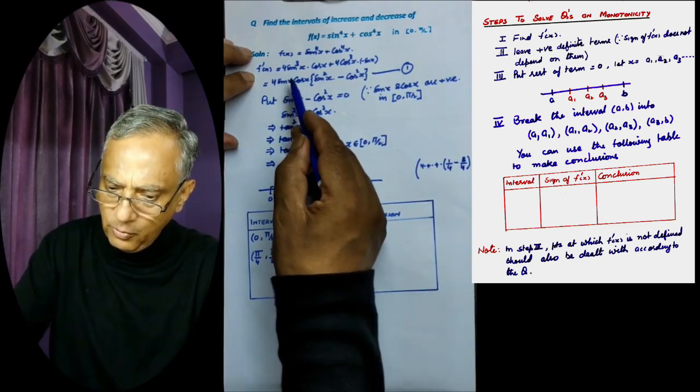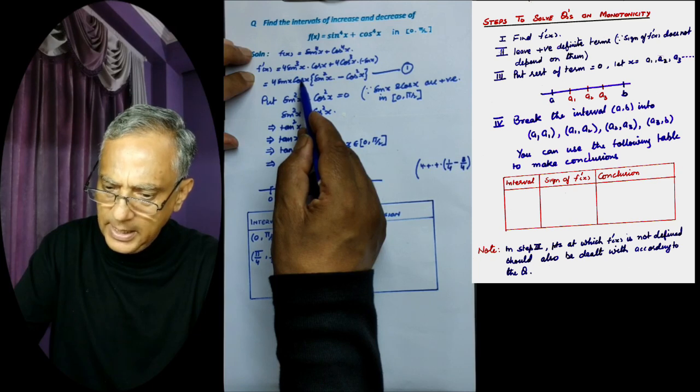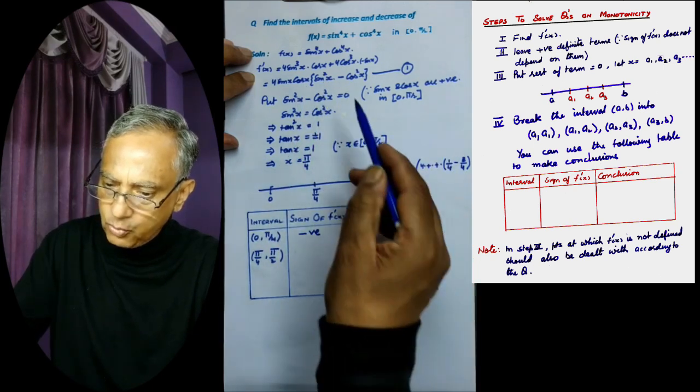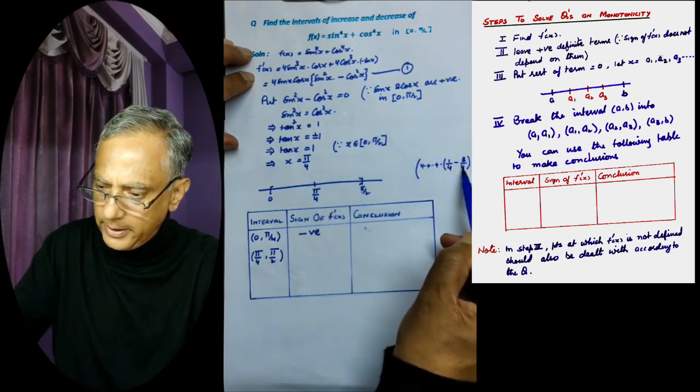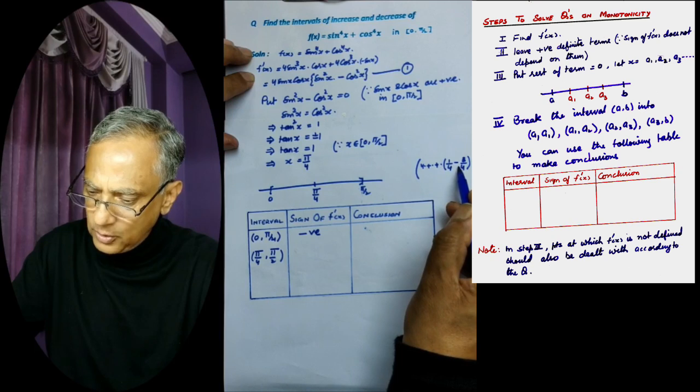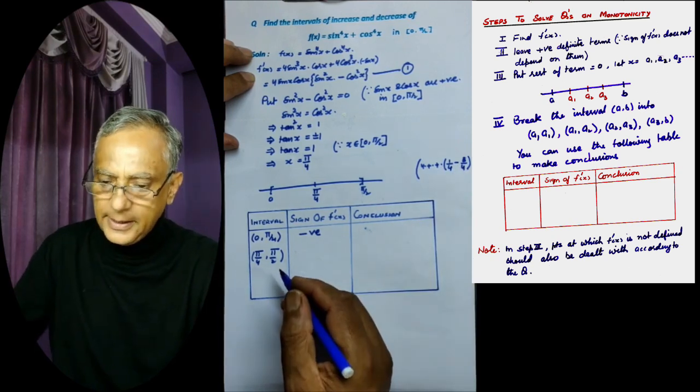So f dash x is negative in this interval. This is positive in the first quadrant, this is positive in the first quadrant, and sine square x is 1 by 2 squared, which is 1 by 4, and this is root 3 by 2 squared, which is 3 by 4. So this is plus into minus, so this is negative.